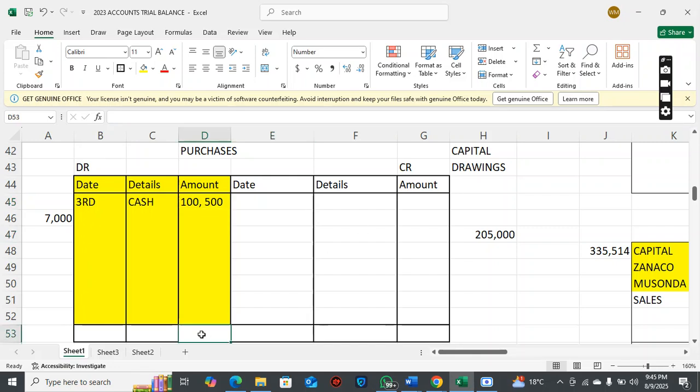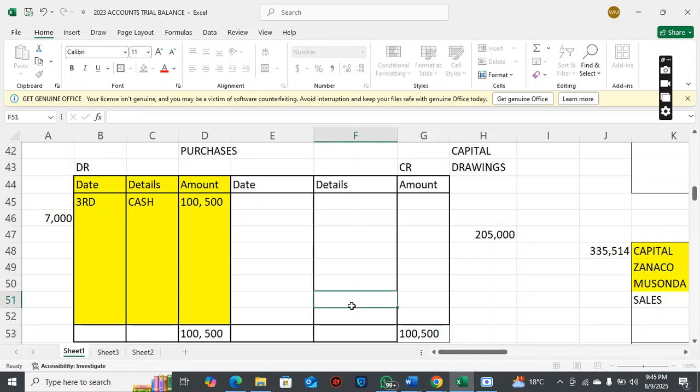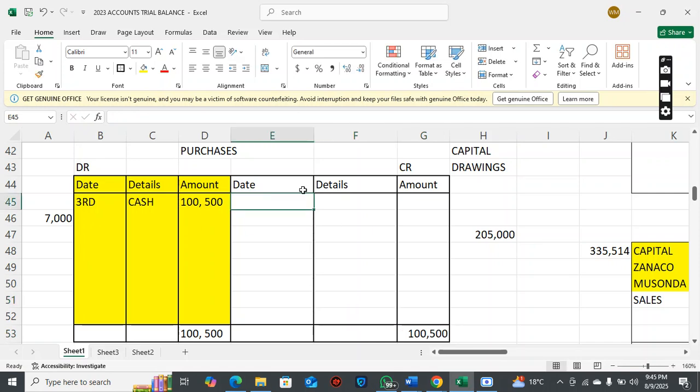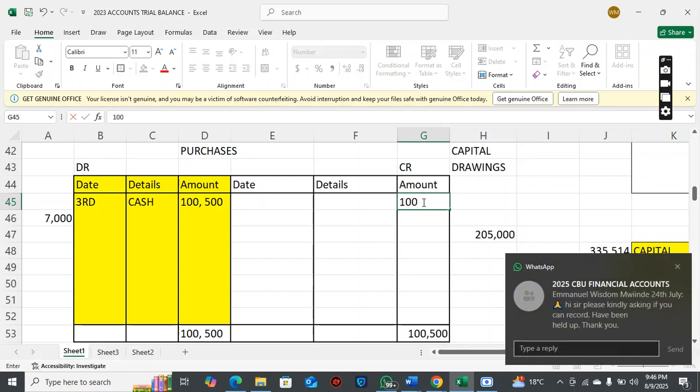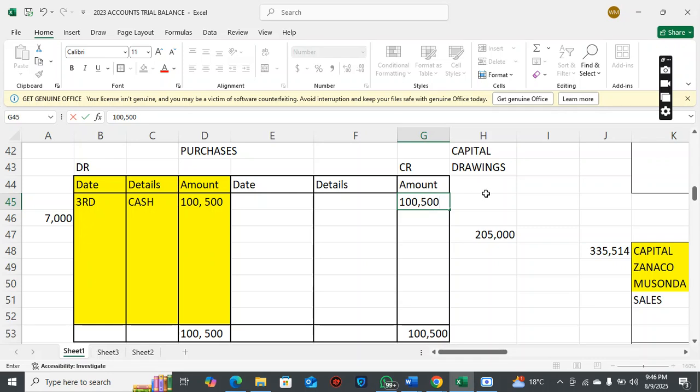So to set this account to zero, you need to credit. First you put the amount here, 100,500 kwacha. To set this account to zero, you just credit the same amount here. So on the credit side, you put this same amount, 105,000 kwacha. On details here, you're going to put the statement of profit or loss.